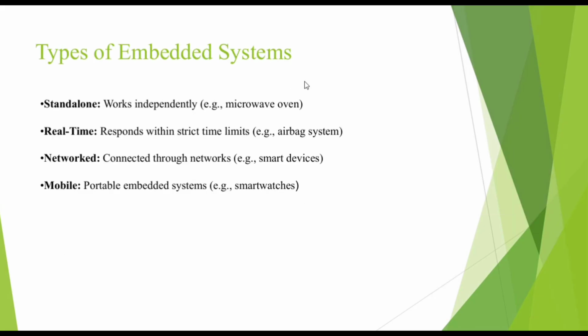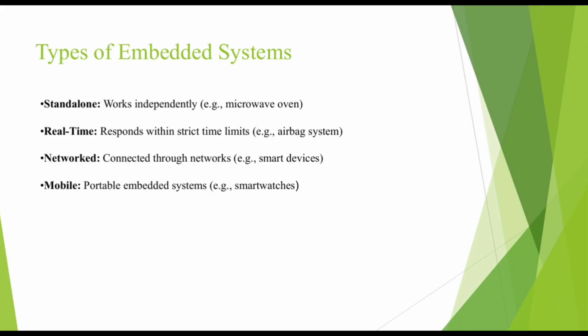Now we will see the types of embedded systems. Here the types are standalone, real-time, network and mobile systems. In the standalone system, it works independently. For example, a microwave controller or a simple digital watch. It is focused on dedicated tasks and no external communication is needed.